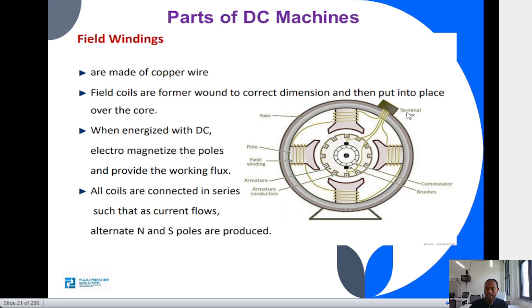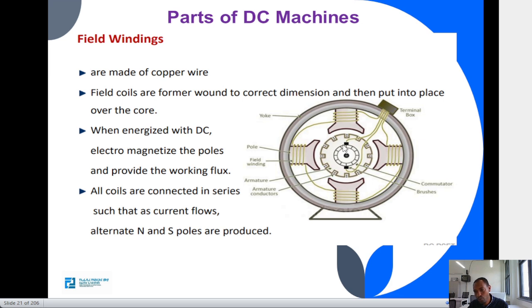And here is the detail about the field windings. They are made of copper wire, obviously. These field coils are formed, wound to the correct dimension, and then put into the core. They are going to be inserted, and when energized with DC, they produce the main flux inside the air gap. These are the main windings.